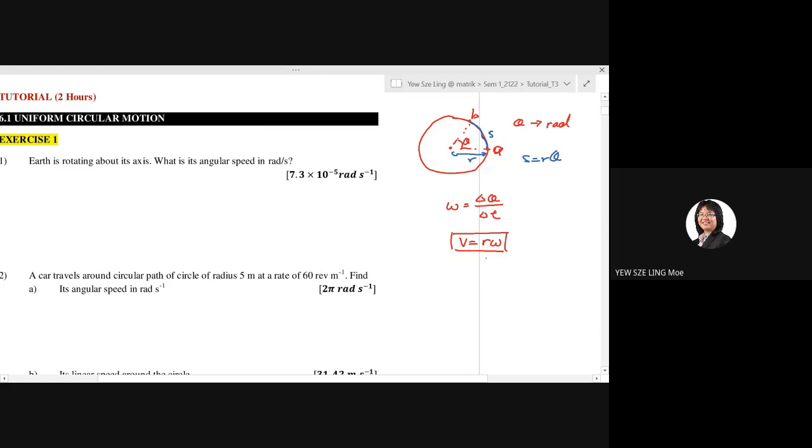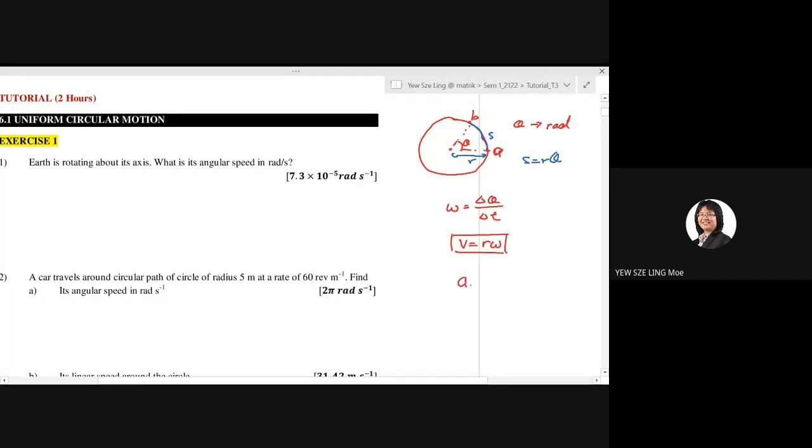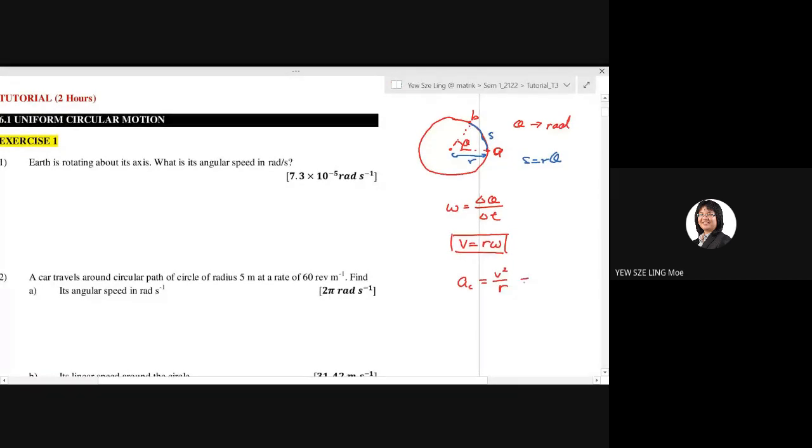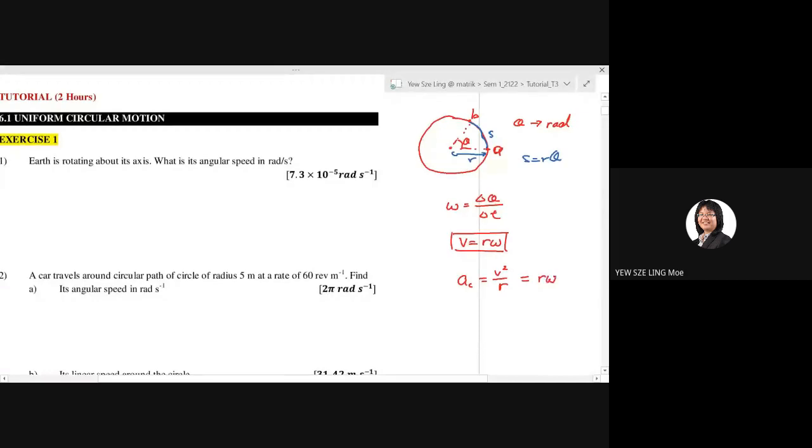And of course, the most important thing in this chapter, since you're looking at circular motion, is that we need a new term called centripetal acceleration, which is a_c. According to its definition, a_c is v squared over R, and based on the relationship v equals R omega, it can be expanded into R omega squared. So from angular displacement, we obtain angular velocity. From angular velocity, we obtain centripetal acceleration.